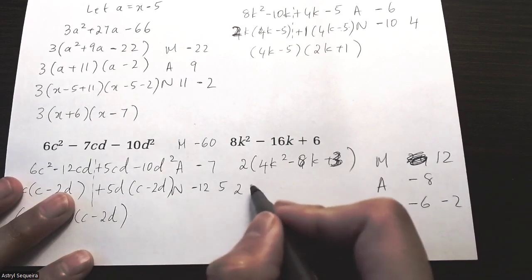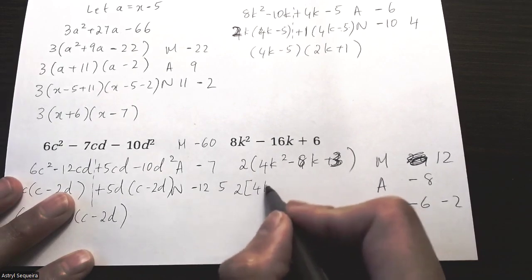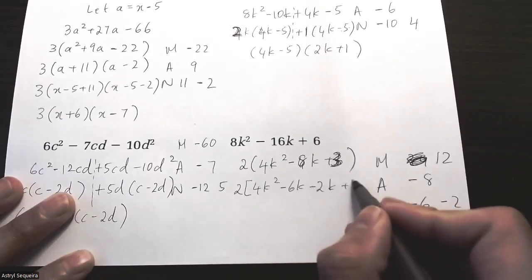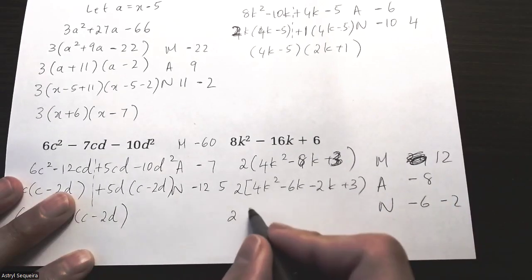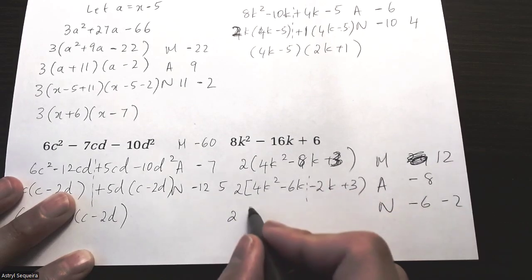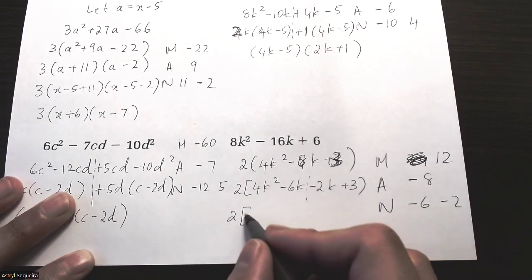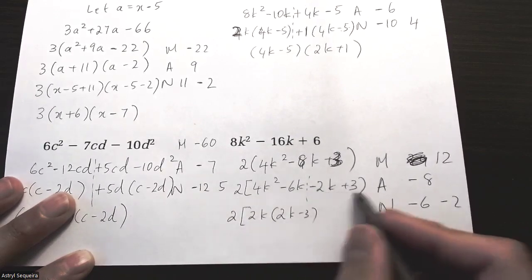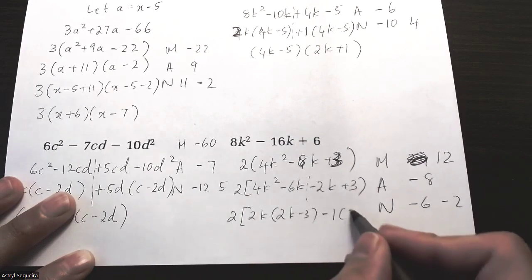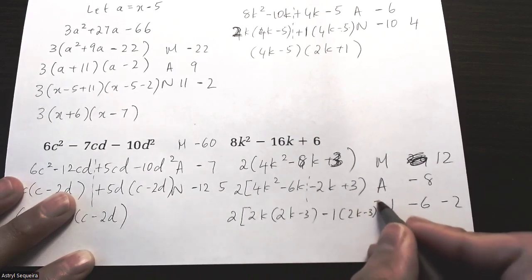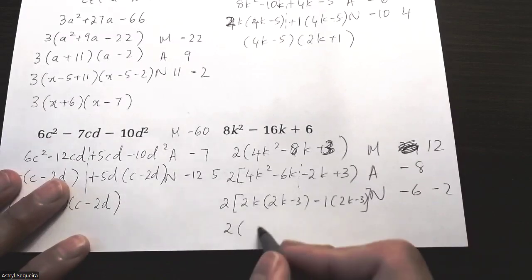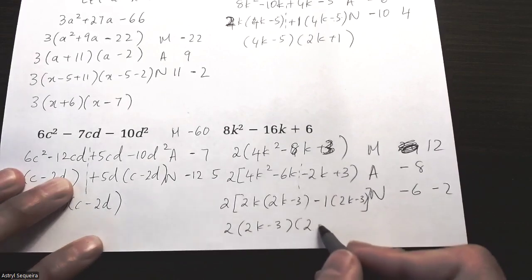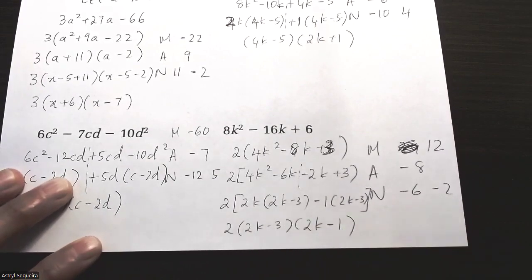So now I want to break this up into grouping. So 4k squared minus 6k minus 2k plus 3. And then I'll split this in the middle and factor by grouping. So common factor there is 2k, 2k minus 3. Over here, common factor is negative 1, 2k minus 3. Then final solution is 2 times 2k minus 3 times 2k minus 1.